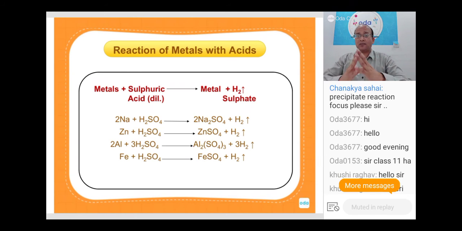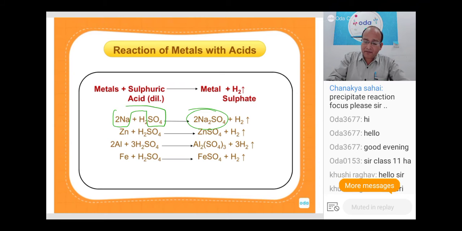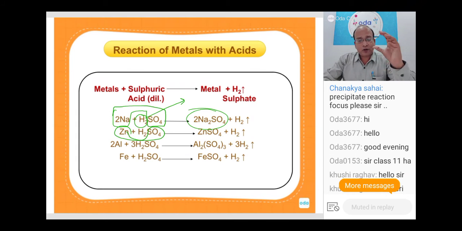With dilute H2SO4 also the same thing will happen, but the salt you will get is Na2SO4. Did you understand? Na will combine with sulfate, and H2 will be evolved as gas. Similarly, zinc will combine with sulfate, and H2 gas will be evolved. Aluminium will combine with sulfate, it will form aluminium sulfate, and H2 gas will be evolved. So it is a very simple reaction. With HCl, chlorides will form and H2 gas will be evolved.